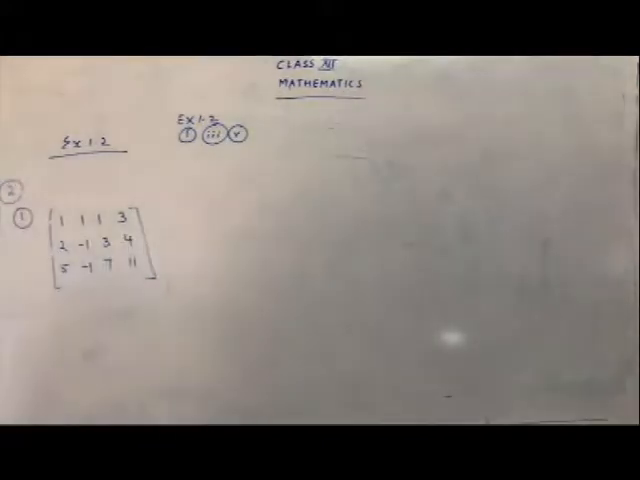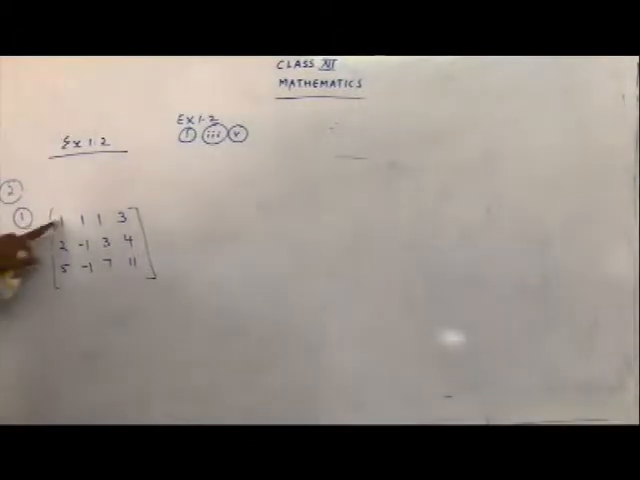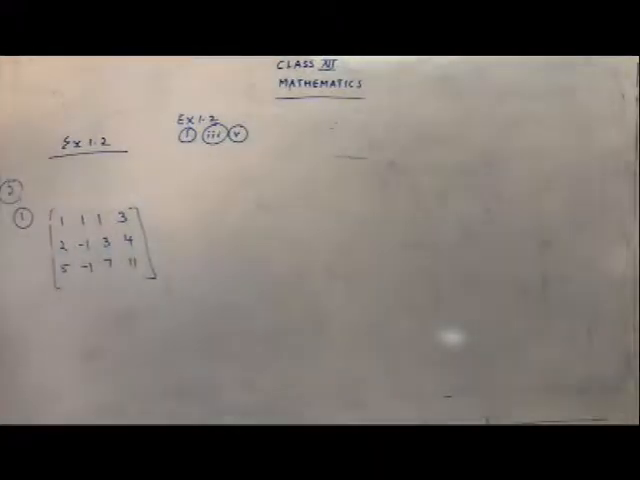Okay, so we have a matrix 1, 1, 1, 3, 2, minus 1, 3, 4, 5, minus 1, 7, 11. Let's see how to start our sum. Remember, it is always better to start with a 1 in the first element. If you have 1 as the first element, what happens? It's very easy to make the numbers below the first element 0. So the first step is to have 1 as the first element.